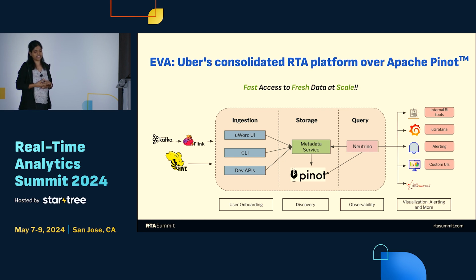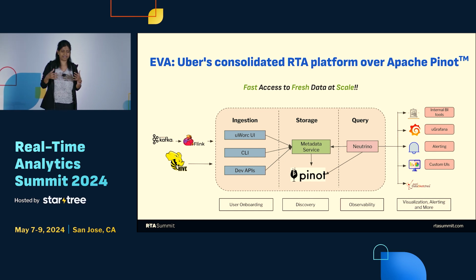So to start with, Pinot supports both real-time and batch sources. On the real-time side, we ingest from Kafka. Some of the use cases also use Flink for stream transformation, because sometimes you want to transform and process the data before you ingest into Pinot. You want to do some kind of pre-aggregations to reduce the footprint in Pinot. So that is your real-time pipeline. On the batch side, we also support ingesting data from Hive tables.